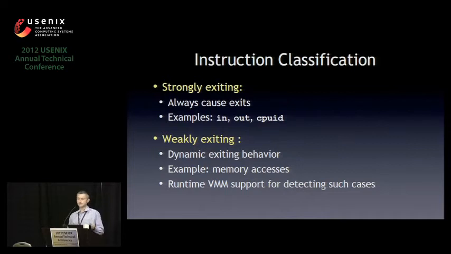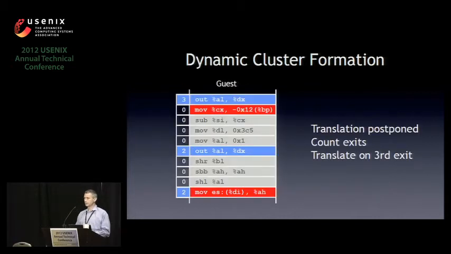So the way we address this issue in the translator is using a runtime approach that we refer to as dynamic cluster formation. The idea here is to tag each instruction with an exit count, the number of times an instruction has exited. When the first instruction in this sequence here, the out instruction, causes an exit, we do not proceed to form a cluster right away. We postpone the cluster translation. We just handle this one instruction. We actually interpret this instruction, and we increment the exit count for the instruction.